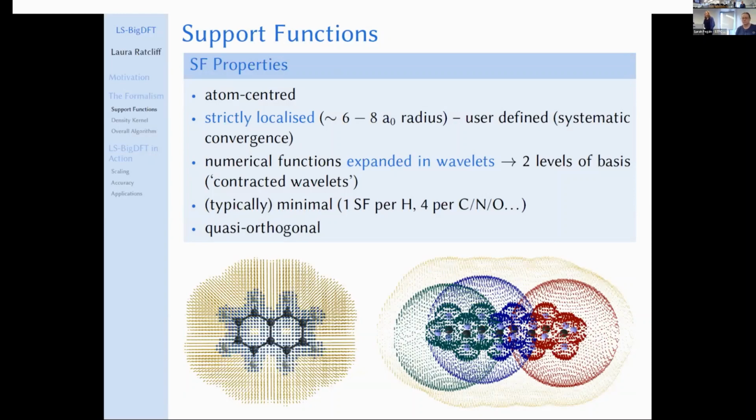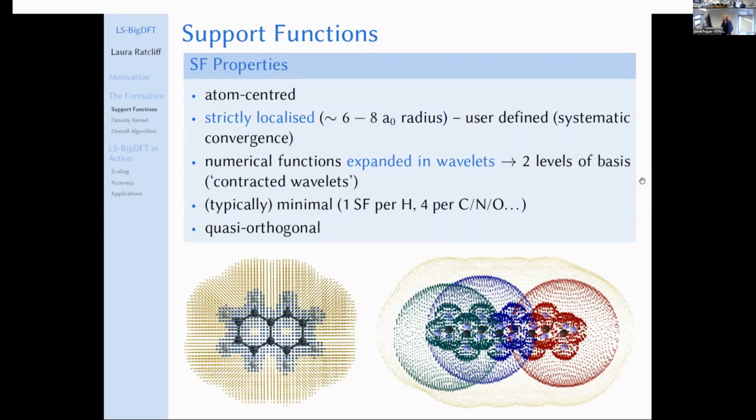These are atom-centered and they're strictly localized. Usually the radius will be somewhere between 6 and 8.4, and this is a user-defined parameter. Like with the grid spacing, where you can just make the grid spacing smaller and smaller to get to the complete solution, you can do a similar thing with the support functions, except you make this radius bigger and bigger and bigger. And eventually, if you had an infinite radius, you should get the same result as cubic scaling BigDFT.